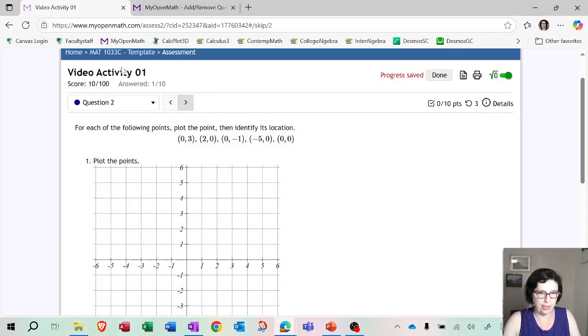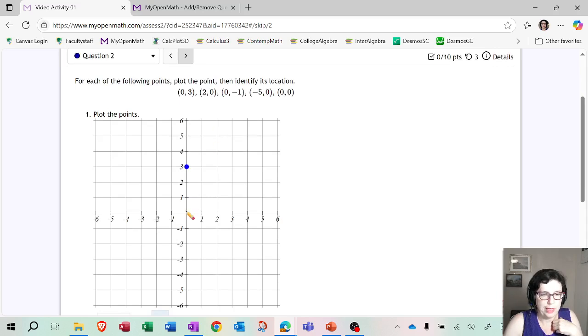Okay, so with that said, let's look at this one. 0, 3. So 0 means that you are not going anywhere to the right or left. You're only going 3 up. So I'm just clicking on the point and dragging it 3 up. 2, 0, that means that I'm going 2 to the right, but I'm not going up or down. So again, click at the origin, move 2 to the right, and not go anywhere else. Okay, 0, -1. Click at the origin and go down 1, but do not go right or left. -5, 0, 5 to the left. So let's just move this point 5 to the left and don't go up or down. And finally, 0, 0, of course, is the origin.